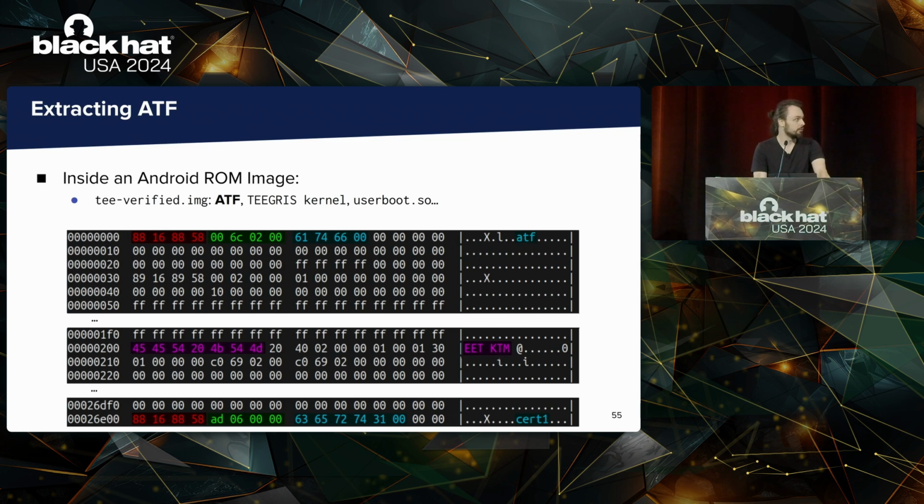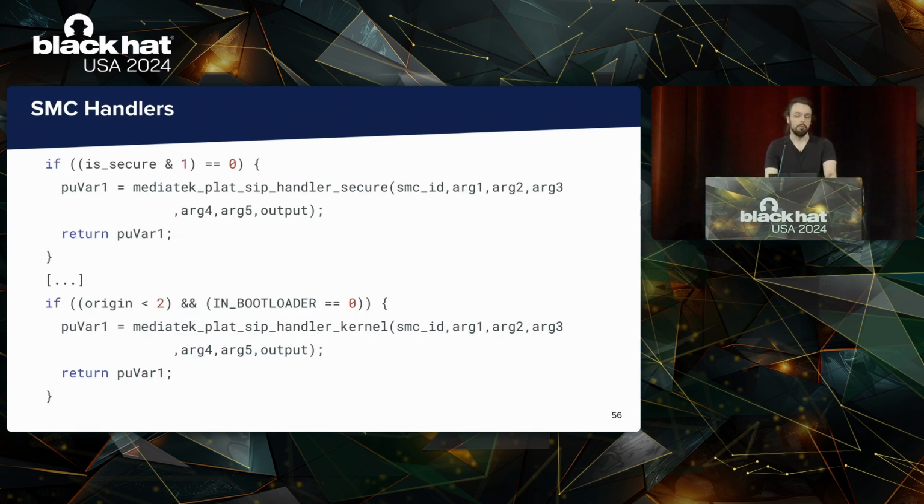The header is 0x200 bytes long, so we just skip to this offset. Highlighted in purple, you can see the magic string MTKTE, but in reverse. This is the start of ATF. So we have the offset, and we have the size. We can extract it and load it into our favorite disassembler, or in this case, the decompiler, and look for the different SMC handlers. Here we have two handlers, one for the secure world and one for the normal world, the second one. This is what we're going to dive into.